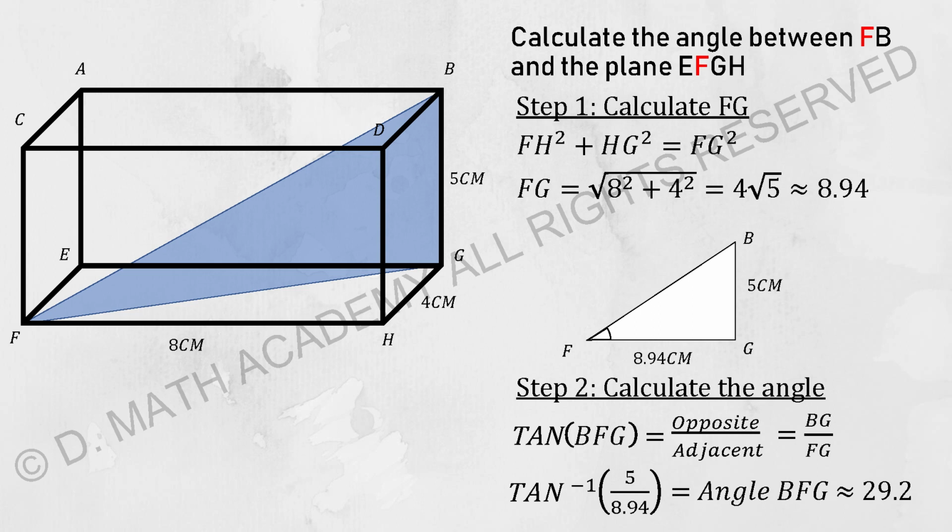Using Pythagoras theorem and focusing at the plane EFGH itself, you should get the result as 8.94 after the calculation. With that being said, you can now get the angle of BFG. Since you already have the opposite and adjacent, you're required to use tangent to identify the result. So you have the opposite, which is 5, at the numerator and 8.94 at the denominator. Inverse tangent of 5 over 8.94, you will get 29.2 degrees.